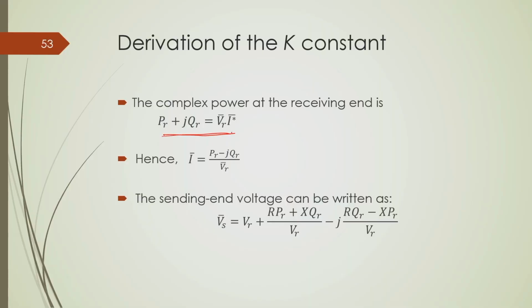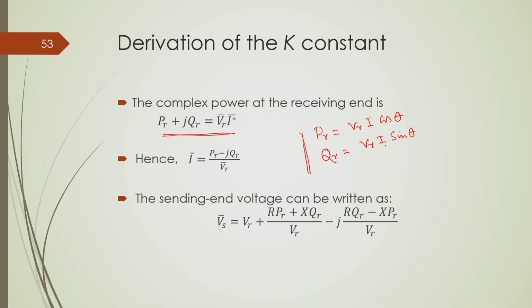Now, we have some further simplification of that equation. We know that complex power at the receiving end holds these equations. We also know from this equation that P r is equal to V r I cos theta and Q r is equal to V r I sin theta, because you know that V r has angle 0 and I conjugate has an angle theta. So, if you determine this, you will get this equation.